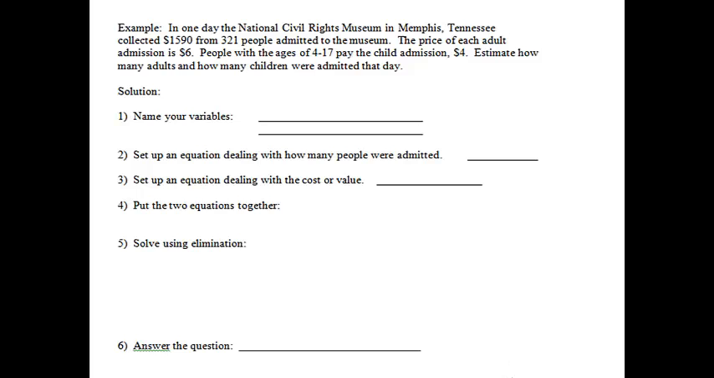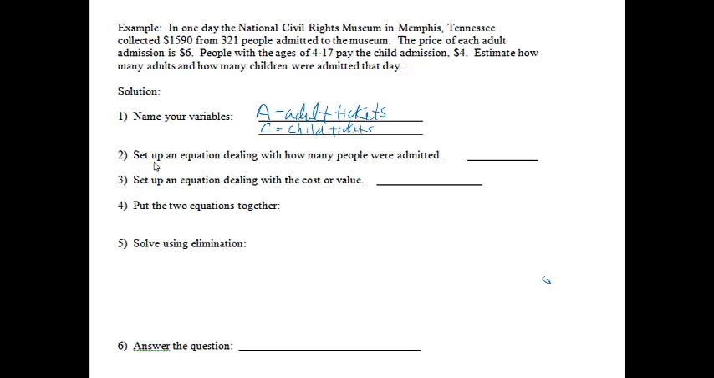So first thing that we're going to do is name our variables. And our variables will be, let's do A for adult tickets, and let's do C for child tickets.